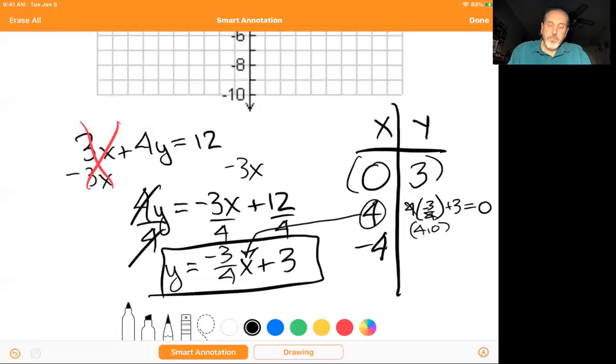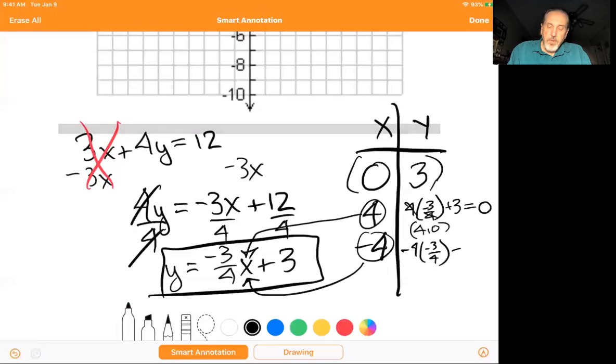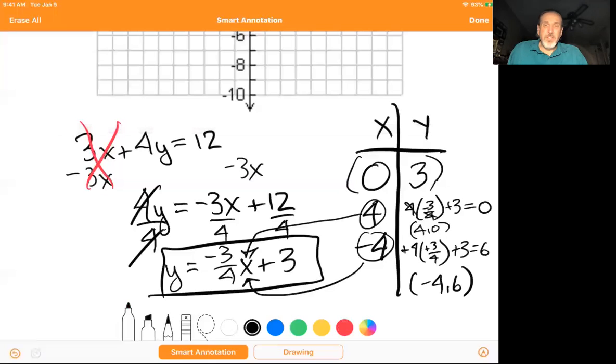That's the first one. And now we're going to put in the negative 4 right there for x. Negative 4 times negative 3/4. We do it the same way as what we did in the previous problem. Negative 4 times negative 3/4 plus 3. Well, the double negative cancels, right? And so I'm left with 4 times 3 is 12 over 4. 12 over 4 is 3 plus 3 is 6. So my third ordered pair is negative 4, 6. So there's my 3 ordered pairs. And I didn't have to worry about any ugly fractions because I picked multiples of my denominator.